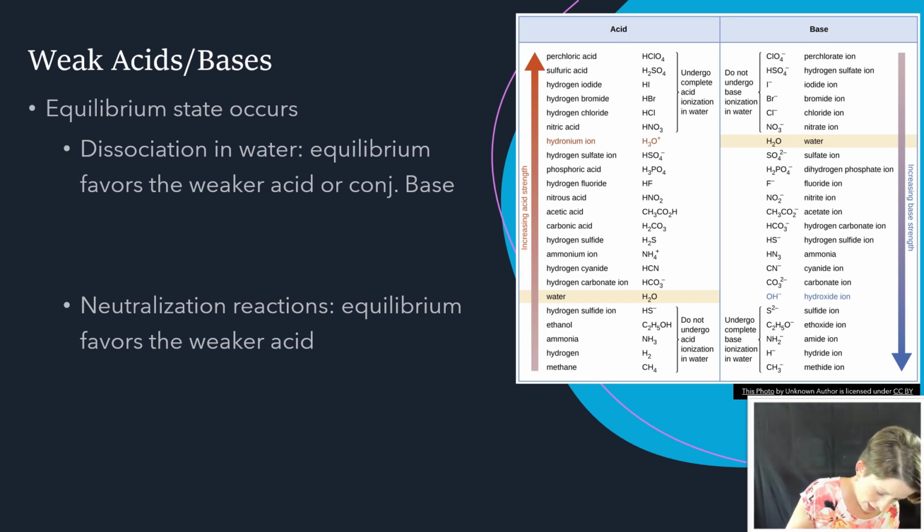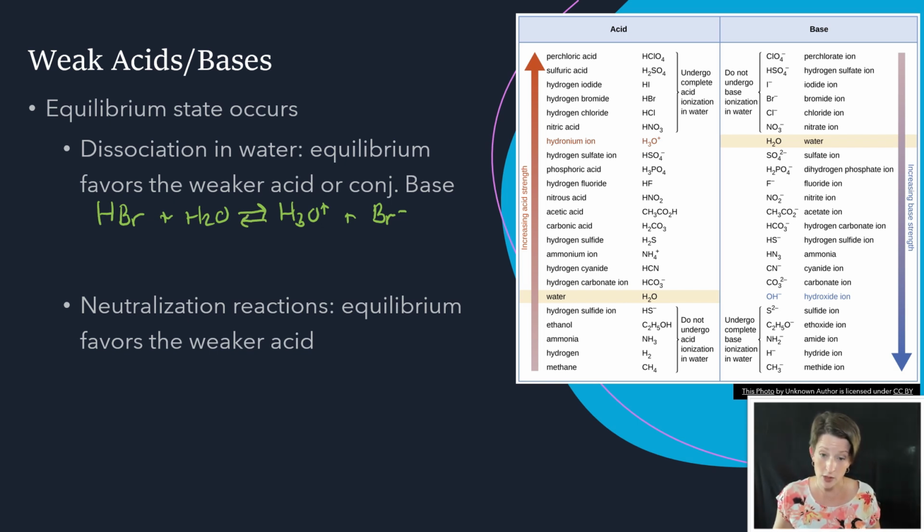If we have HBr, and we're going to put it into water to ionize, we're going to get H3O plus and Br minus. I'm going to go over to this chart and find where HBr is. So HBr is a strong acid, and it's actually going to undergo complete ionization. So it's not even going to go into equilibrium.